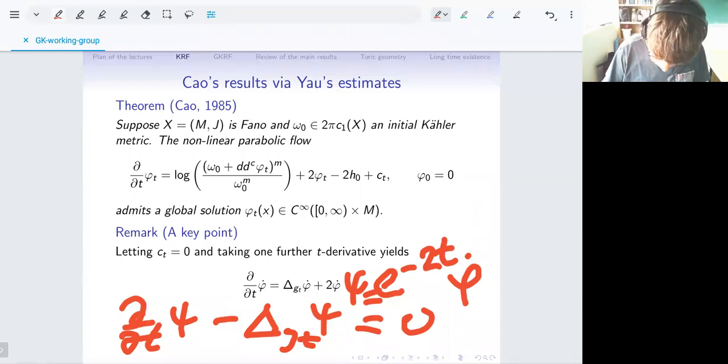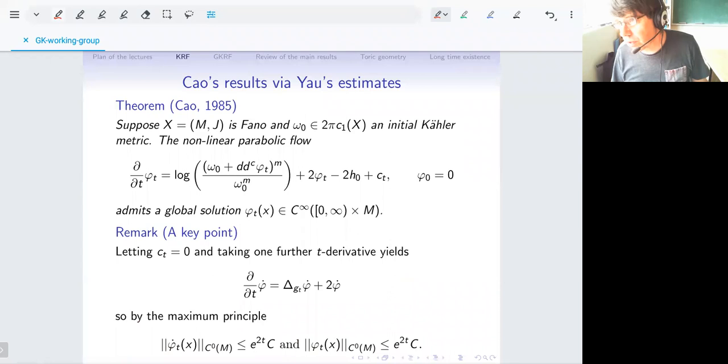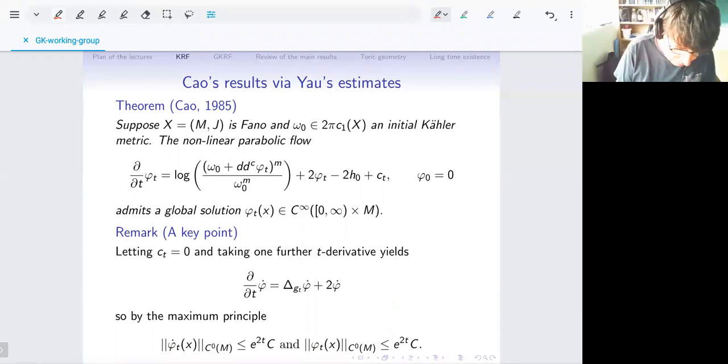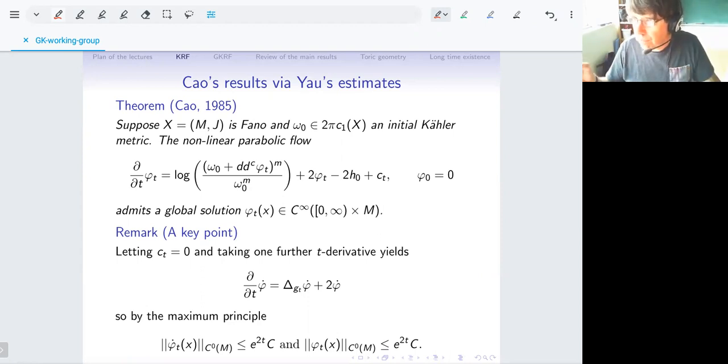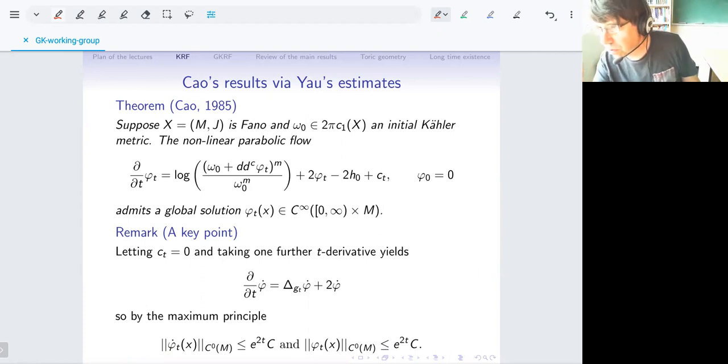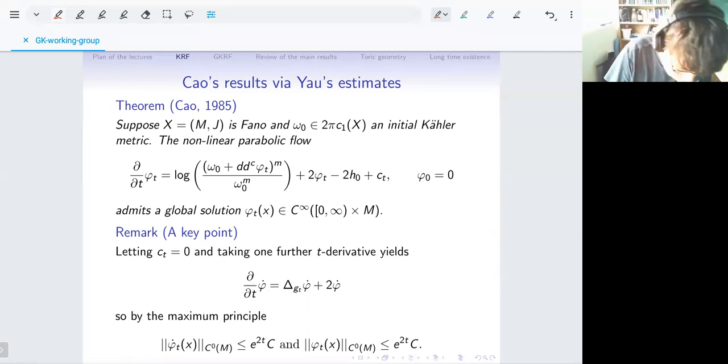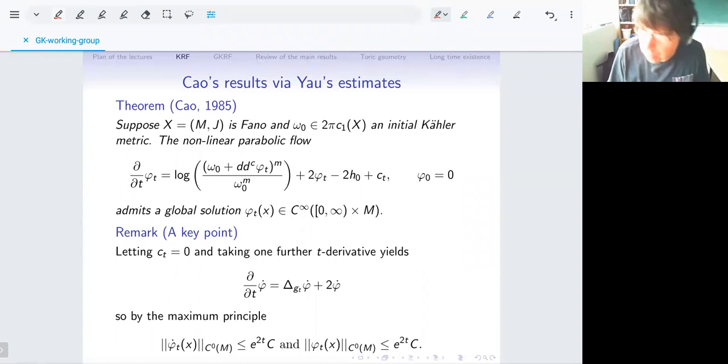Because of that, turning back to phi dot, we will have a C0 bound which will be exponential of 2t times a universal constant. So we don't have a global C0 bound, but a finite time one. If the time is between 0 and capital T0, say, this will give you a C0 bound on phi dot. And from this C0 bound on phi dot, you have also a similar C0 bound for phi t.